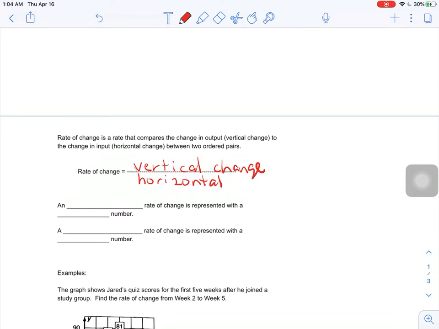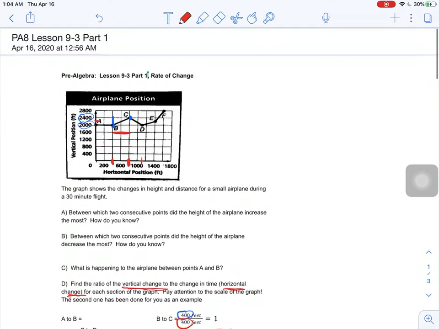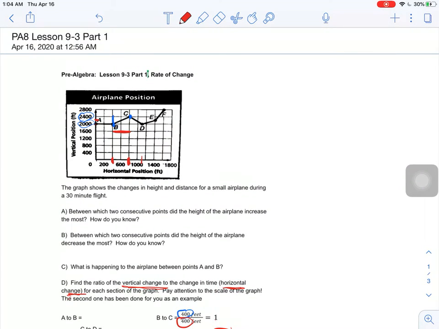Now there's one other thing that we can do, and you may or may not have thought to do this on the airplane problem. If you look back at the airplane problem, some parts of the graph were going up, and there was one part of the graph, right here between C and D, where the airplane actually lost altitude. So its height decreased. It was going down closer to land during that time interval. So there's a way we can show that with rate of change. We can show rate of change as either a positive or a negative ratio.